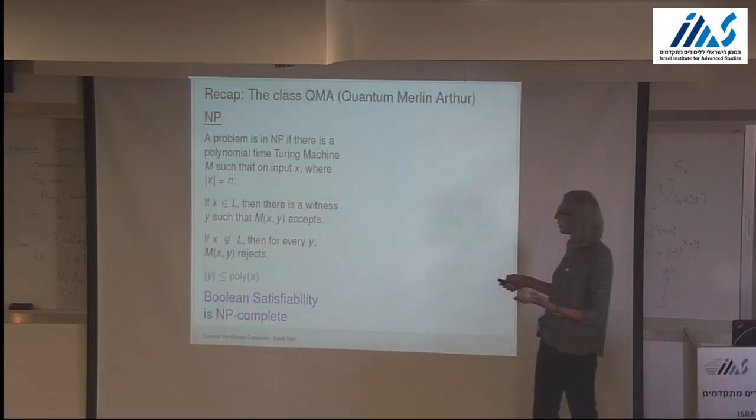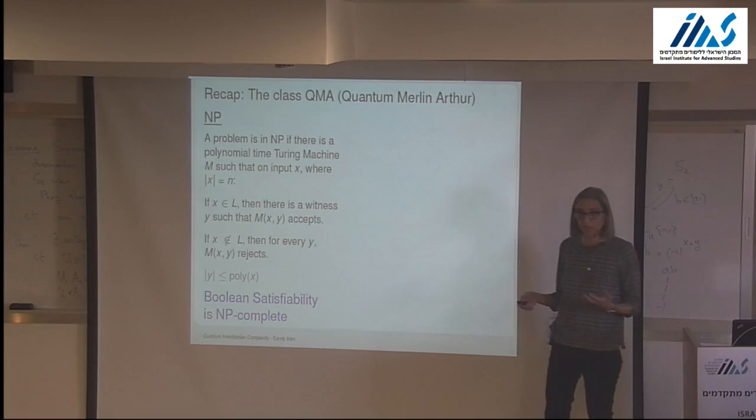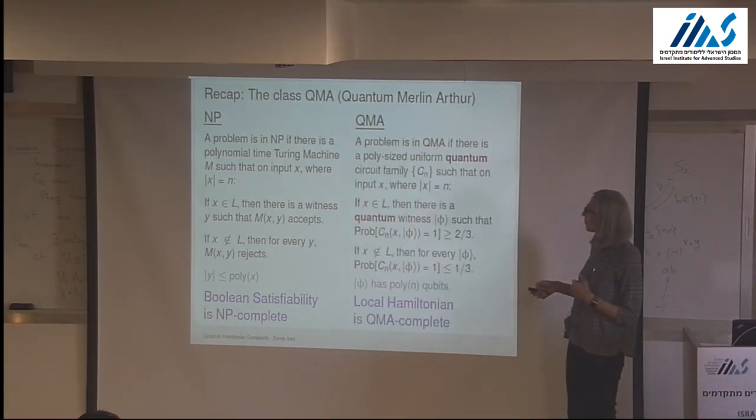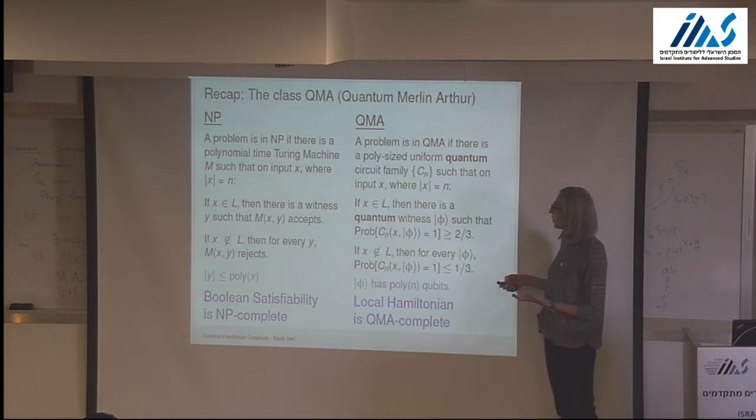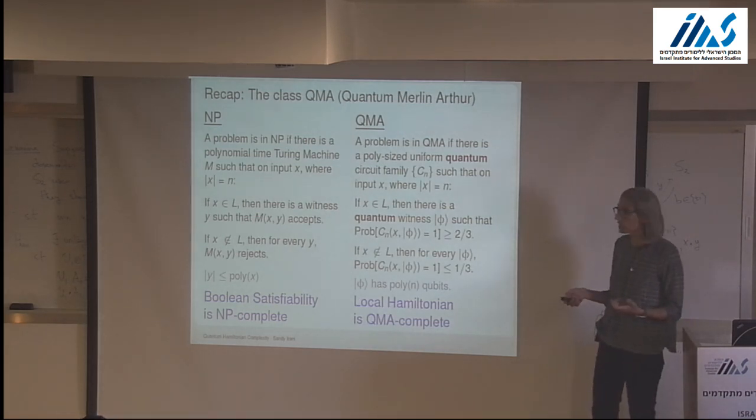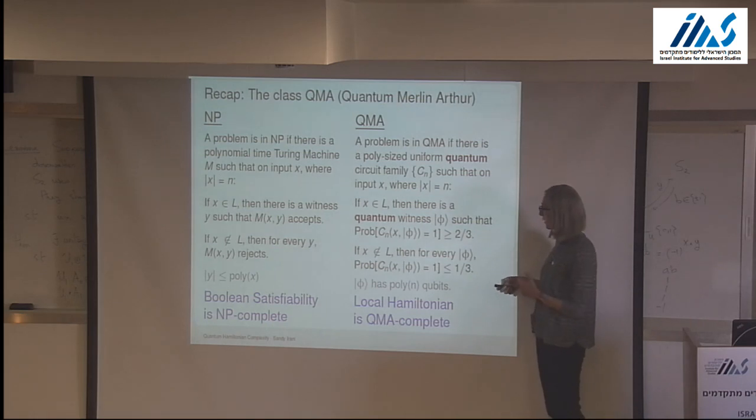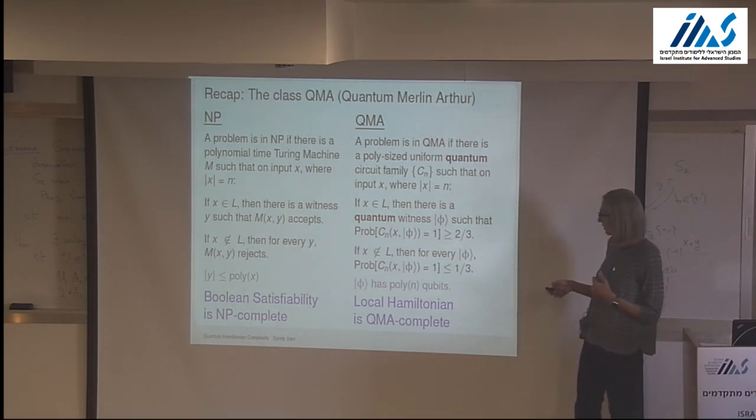We define the class NP, the class where you can verify correct solutions if you're given the sufficient information, and the quantum analog, where the witness is now quantum, the verifier is now quantum, and we're asking if X is in the language, there's some quantum witness that causes the verifier to accept with high probability. If X isn't, no matter what quantum witness you give it, it will not accept. The probability of acceptance is bounded from above, and we talked about how we can boost these probabilities arbitrarily close to 1 and 0.